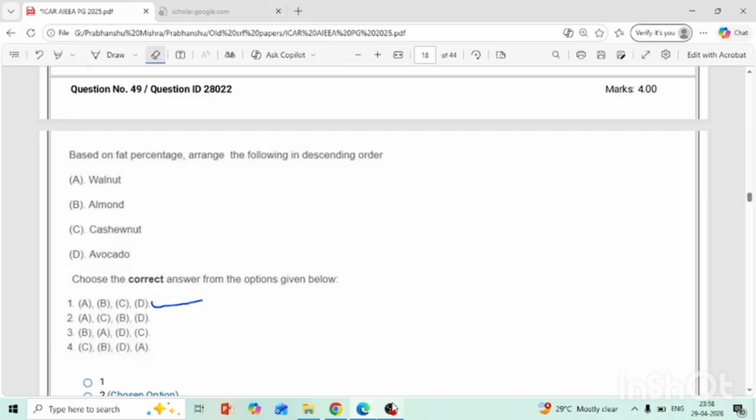So let's start. The first one is based on the fat percentage. Arrange the following in descending order. The maximum fat is present in the walnut, followed by almond, then cashew nut, and last in avocado. This is a very simple question.